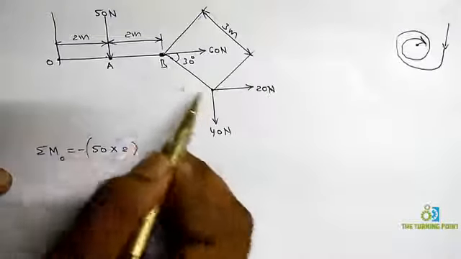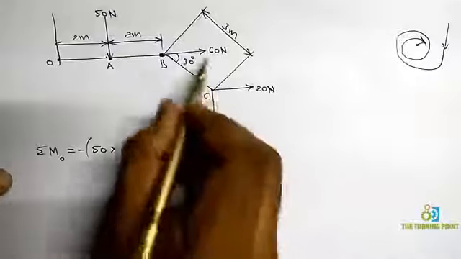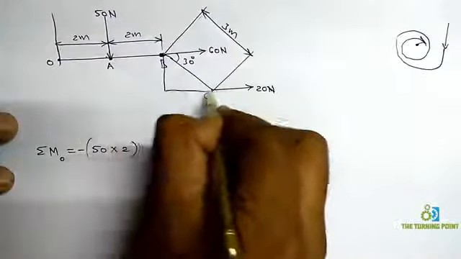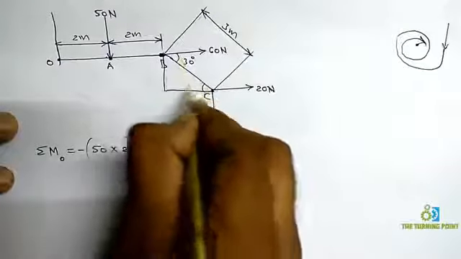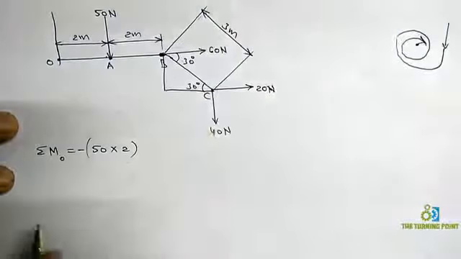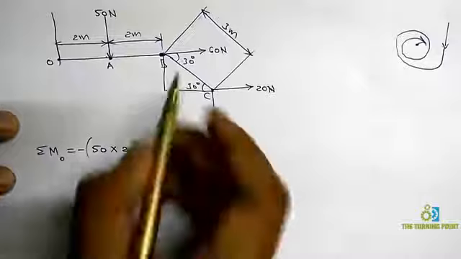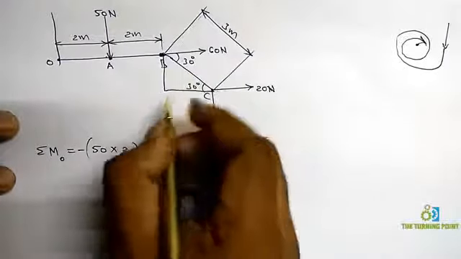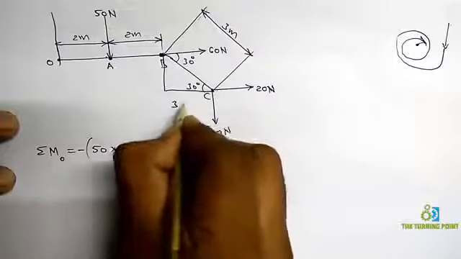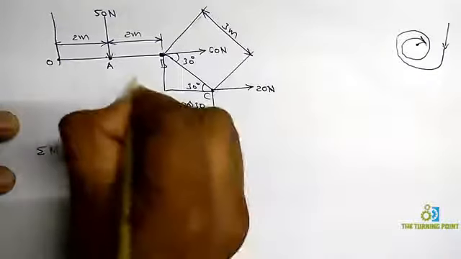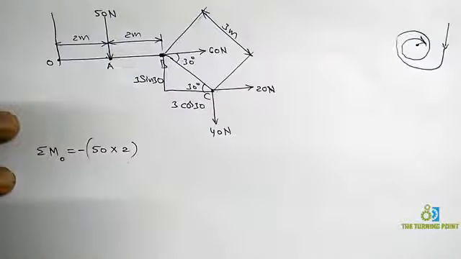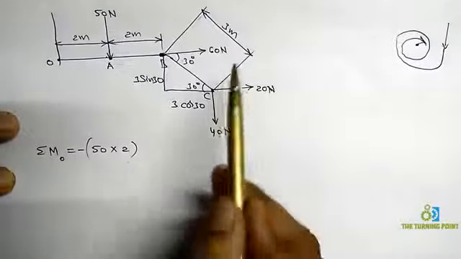I know that the BC distance is given as 3 meters, right? So I can find the perpendicular distances. If this is 30 degrees, this is also going to be 30 degrees. Here this is in the form of a right angle triangle, with 3 meters as the hypotenuse and angle 30. Then it will become 3 cos 30, and this will become 3 sin 30. So the moment because of the 60 newton force is 0.